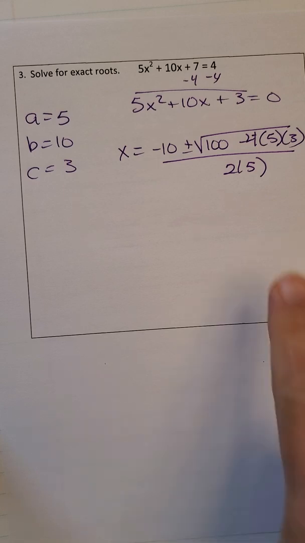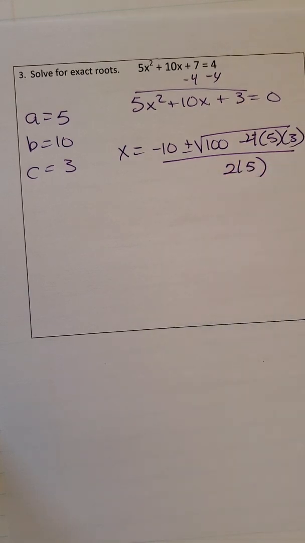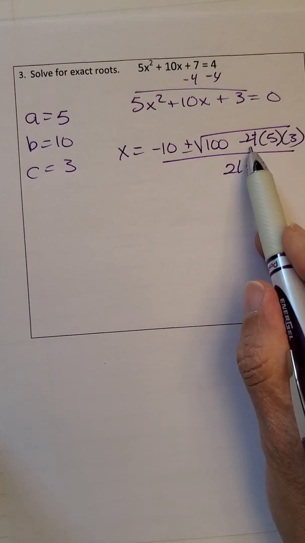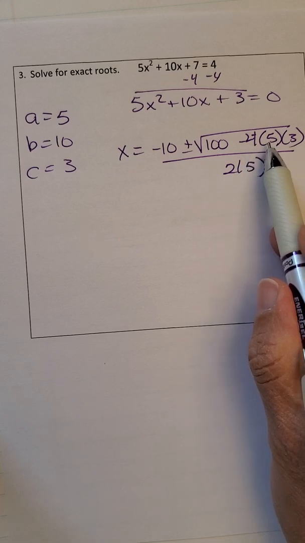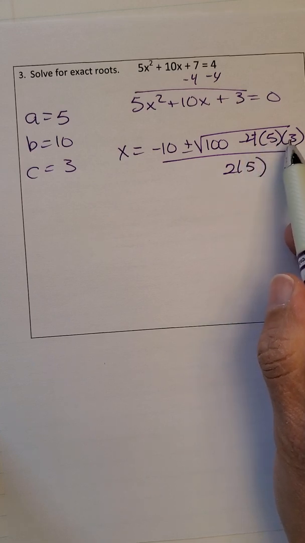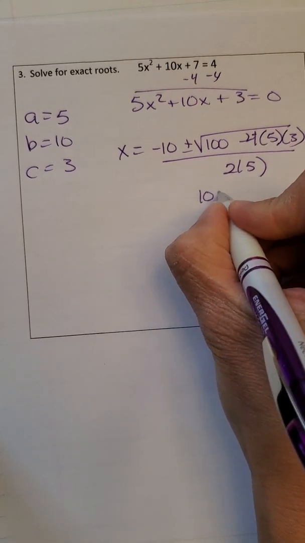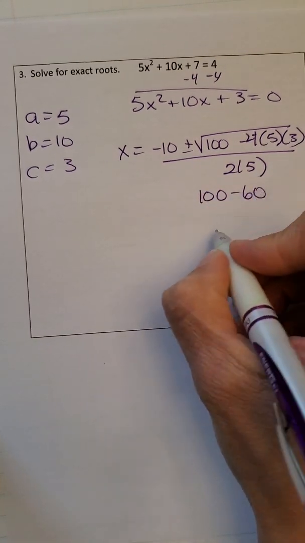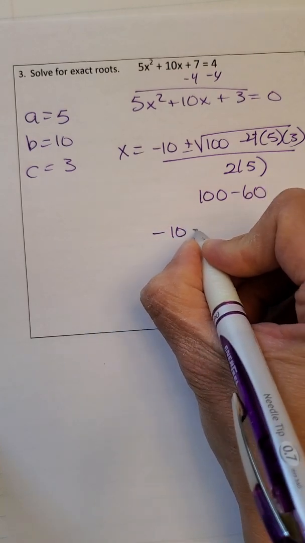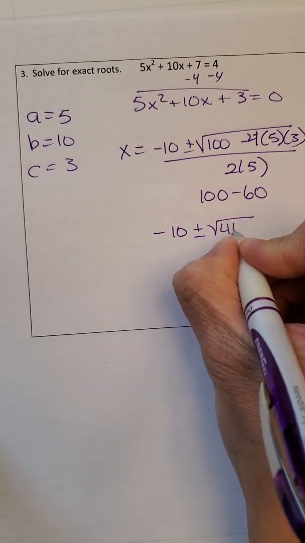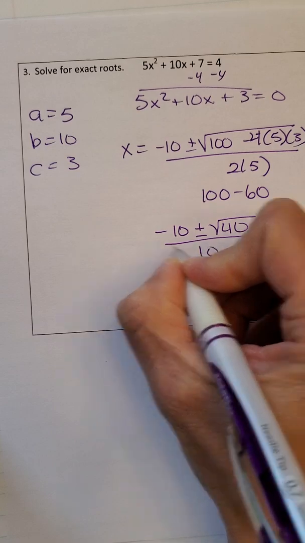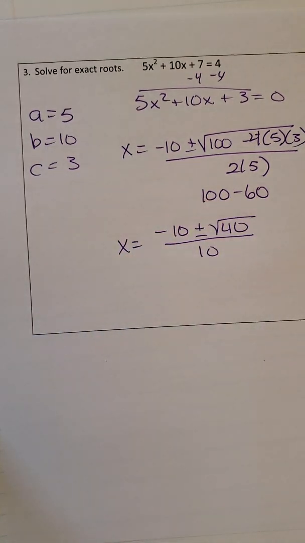Okay, there's not 2 negatives, so let's find our discriminant. What's 5 times 4? 20. What's 20 times 3? 60. So my discriminant is 100 minus 60, or 40. So I get a 40 here, and then 2 times 5 is 10. All right, so now I've got to simplify 40.